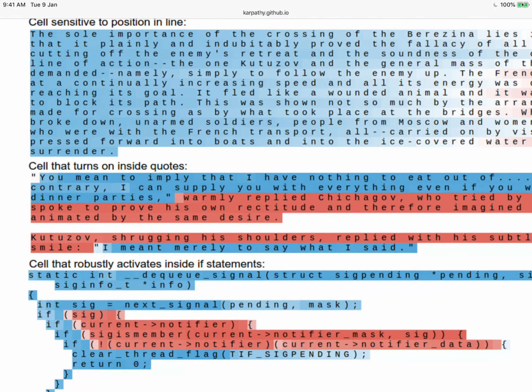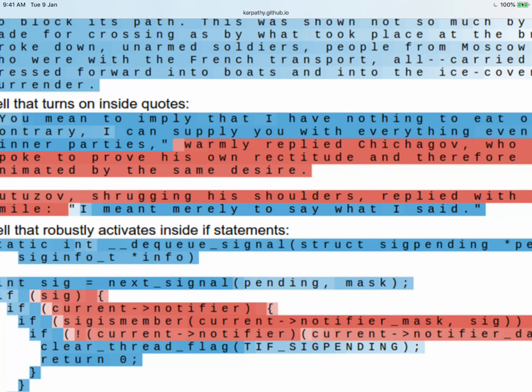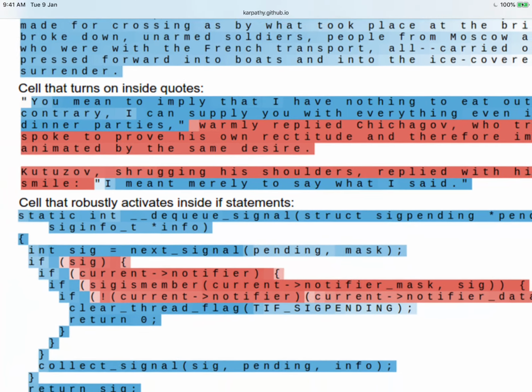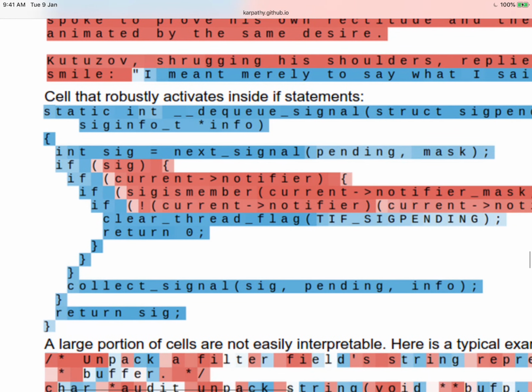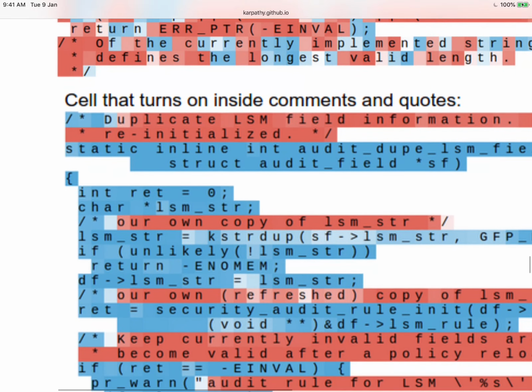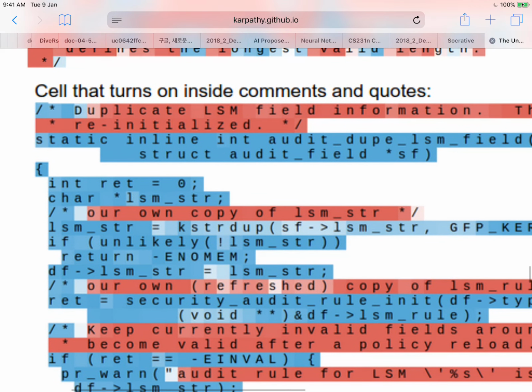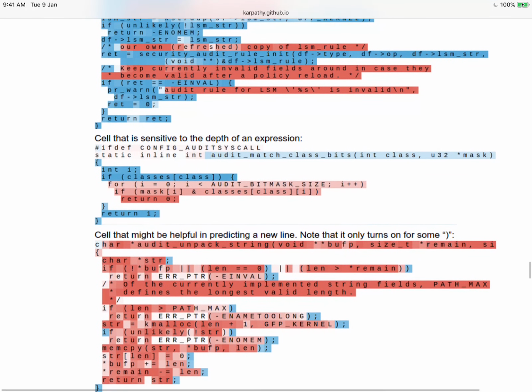Okay, and then another one is this quotation mark indicator. This is another interesting cell whose behavior we can observe, and this is an if statement detector. Also another thing is comment detectors, which start with this slash star. Any questions about this example?